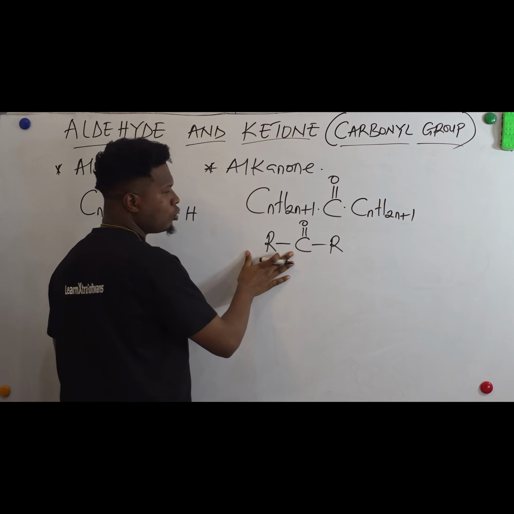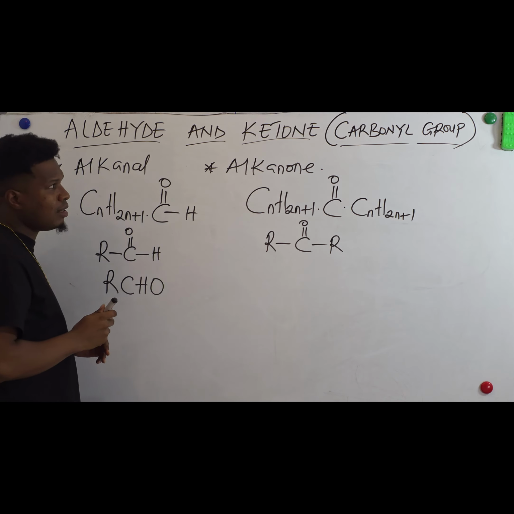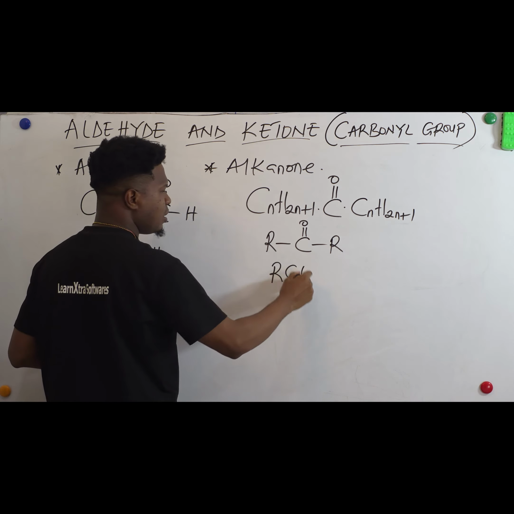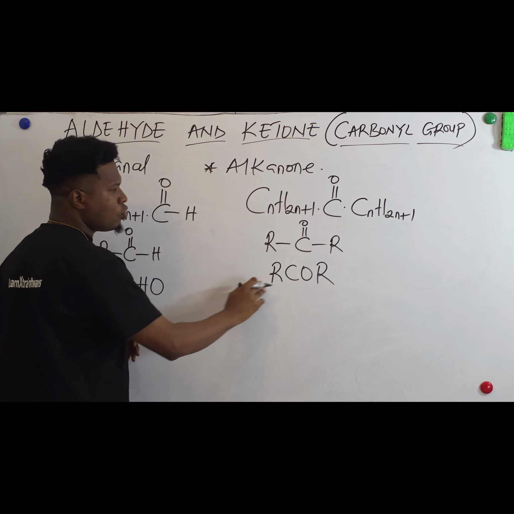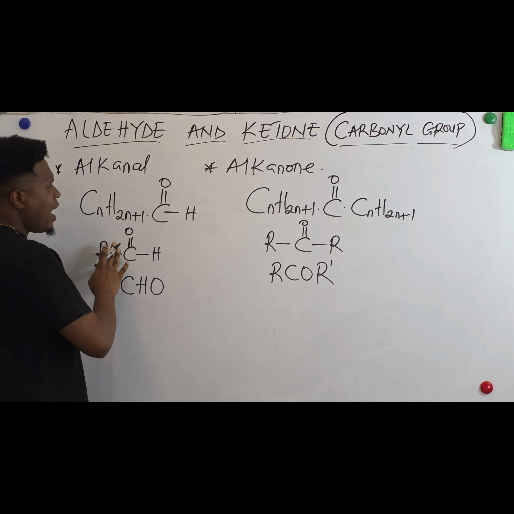Sometimes this alkyl group can also be a benzene or an aromatic group. Okay, it's still an alkanone. So you can represent it as RCOR'. These two R groups might not be the same, so we use a prime to differentiate them. But they have one thing in common.